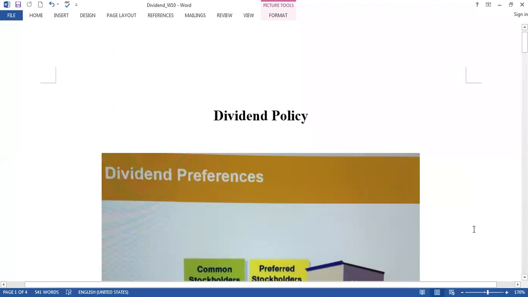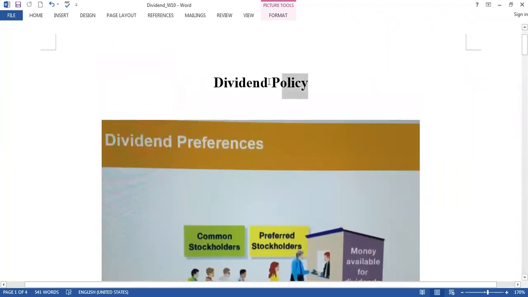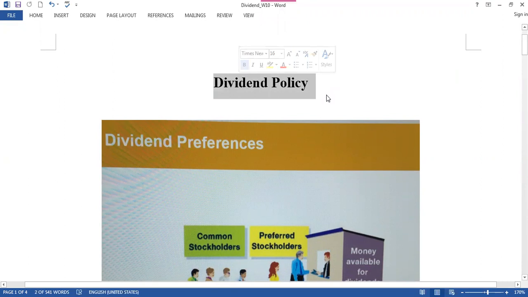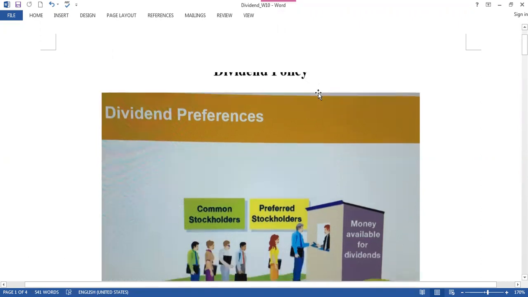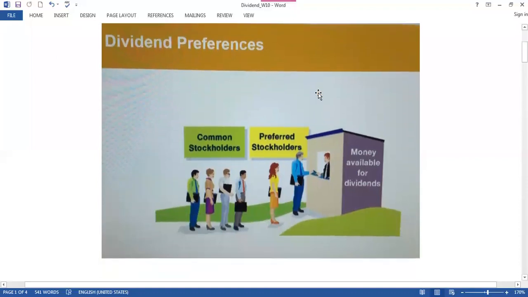Good morning, everyone. So this is the new topic of accounting for corporation. And the title of this new topic is called the dividend policy. Okay, this is the dividend policy. And company, look at the picture here.